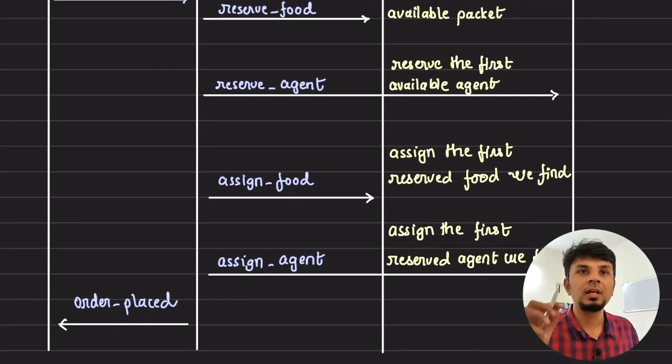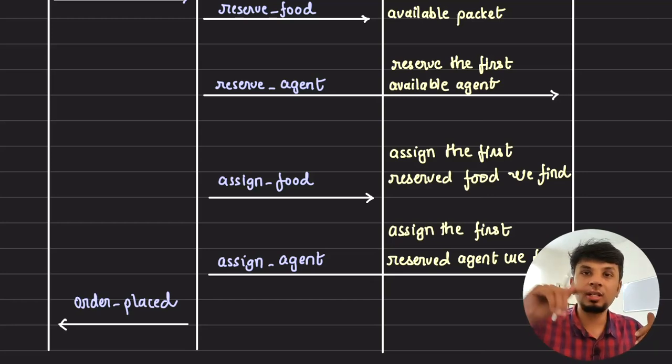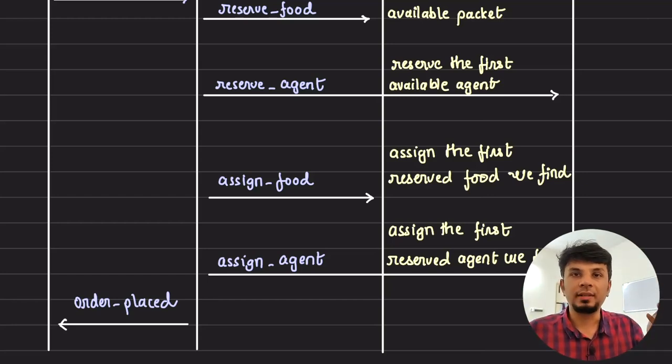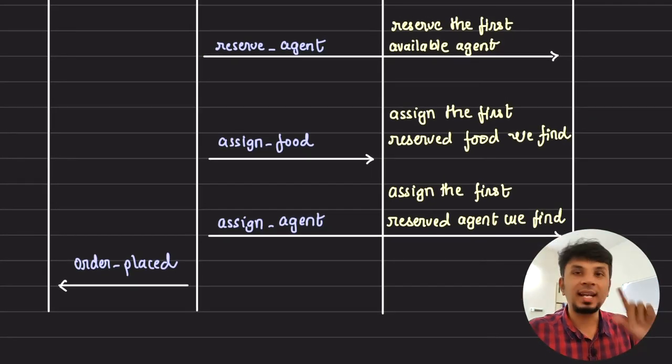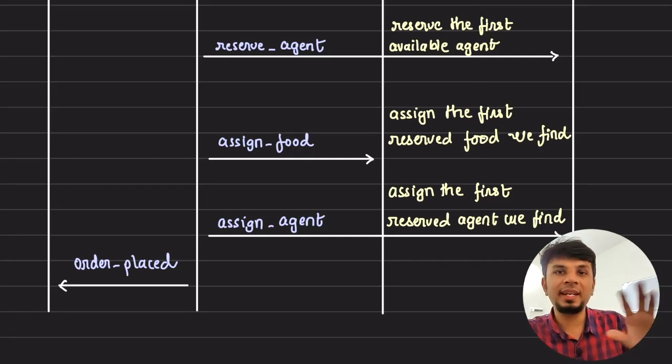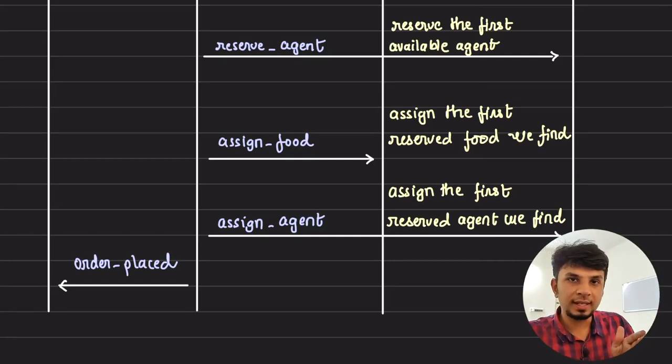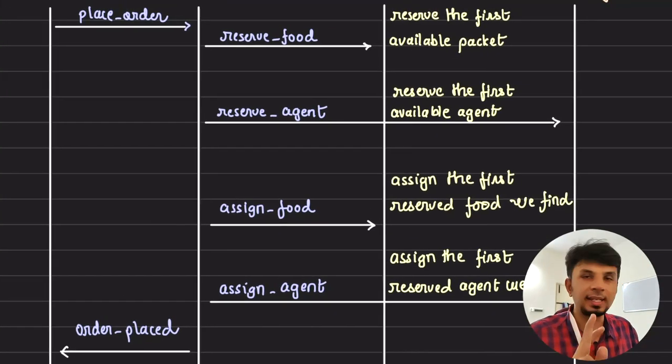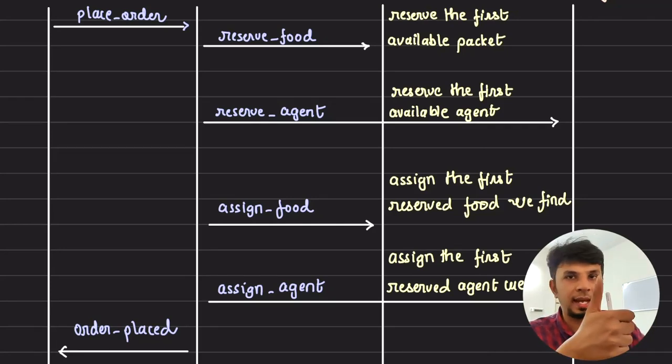Now coming to the commit phase. We'll call assign food. What assign food will do is it would assign the first reserved food that it could find, right? For a particular food ID, it would find the first reserved packet, and it would assign it to an order. And then assign agent, assign the first reserved agent that we could find. And once all of these four are successful, we say order is placed, right? If any of these is unsuccessful, as in if I'm not able to reserve food because, let's say, packets are over, or if you're not able to reserve an agent, let's say, because everyone's out on delivery, we would return saying order is not placed.